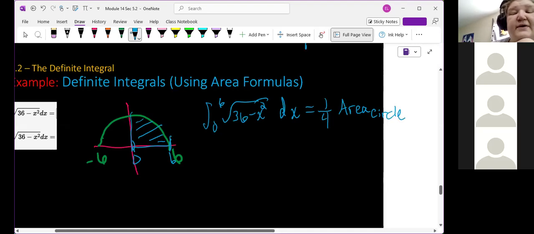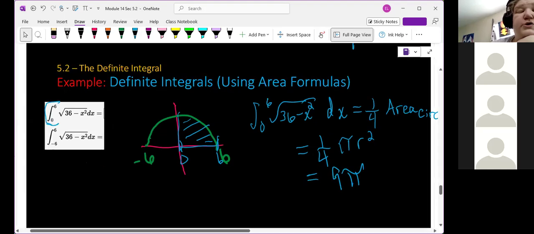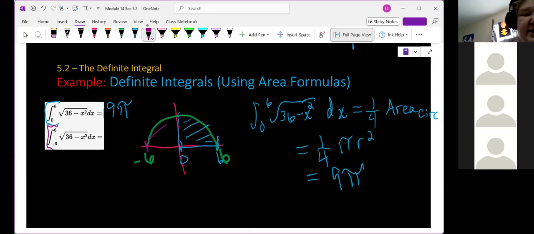All right, well, we know our area of a circle, that's pi r squared. And our radius here is 6. So 6 squared is 36, divided by 4 is 9. So our answer for our quarter circle is 9 pi. So if instead I look at from -6 to 6, now I'm including this other quarter circle. So I'm just going to take the result I got and double it. But this will be half the area of a circle.